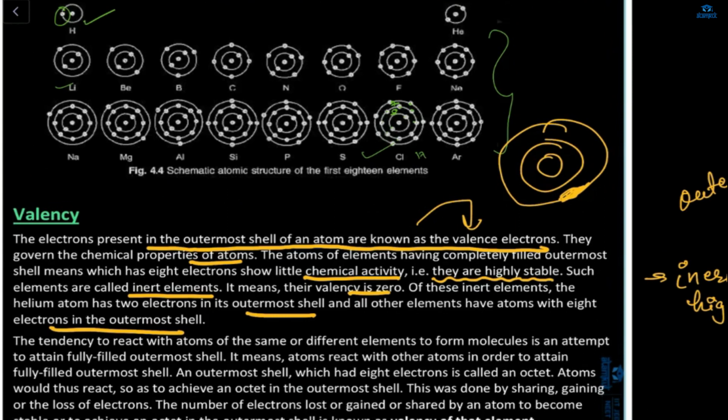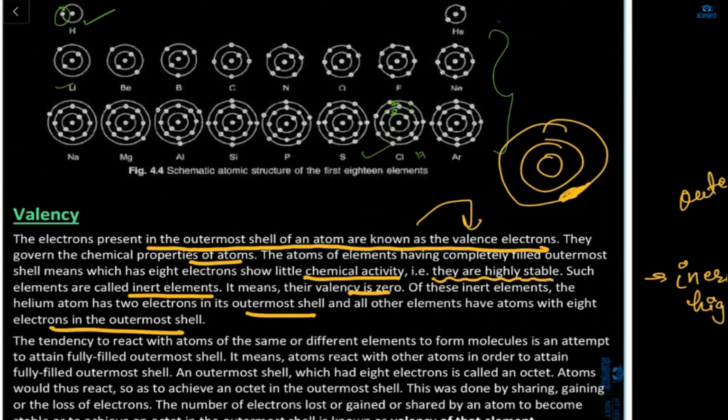The outermost shell of an atom holds your valence electrons. Valence electrons have some kind of chemical properties. And what are those chemical properties? They are highly stable, and elements which are very highly stable are known as inert elements. In helium, how many are there in the outermost shell? There are only two, but in other elements, there can be eight.